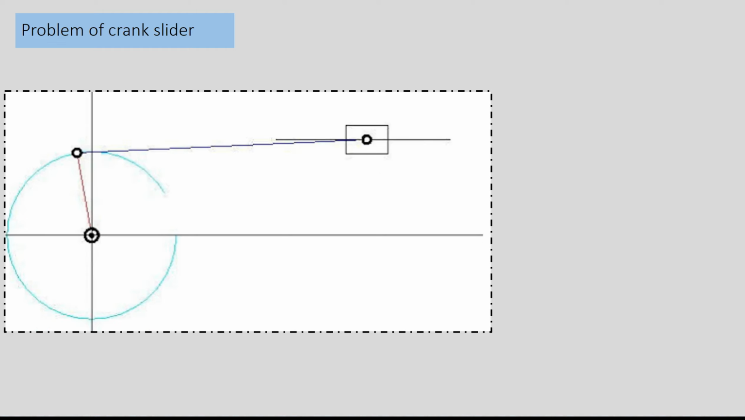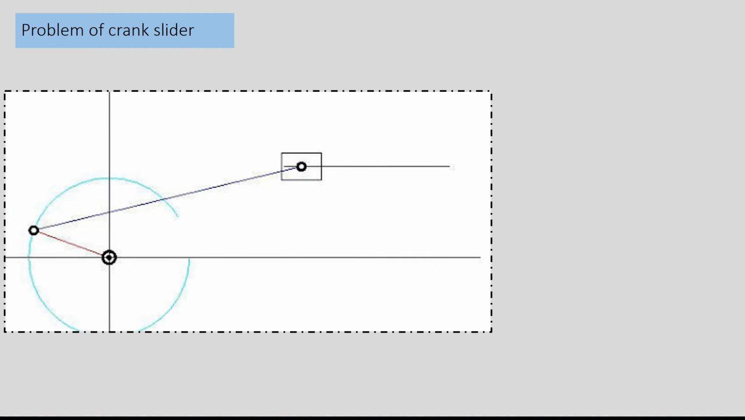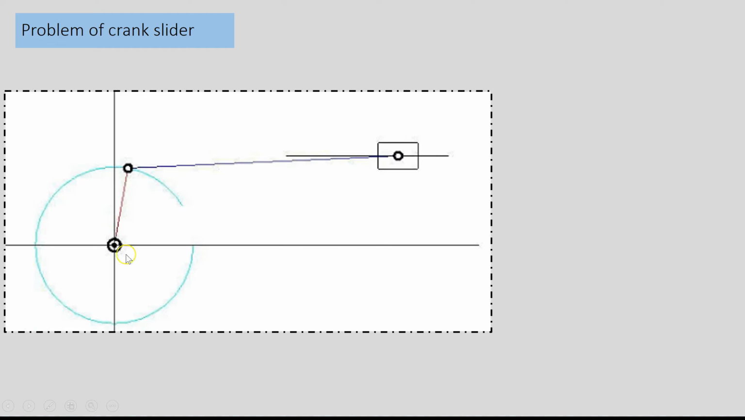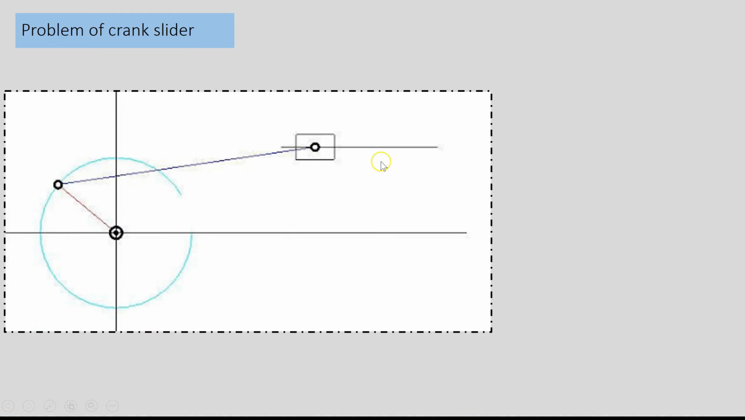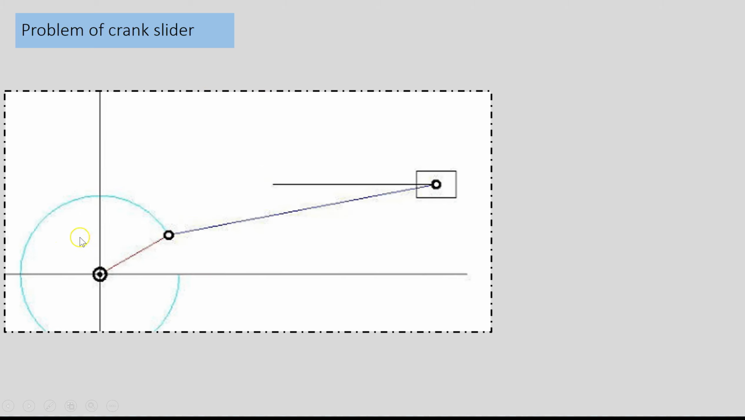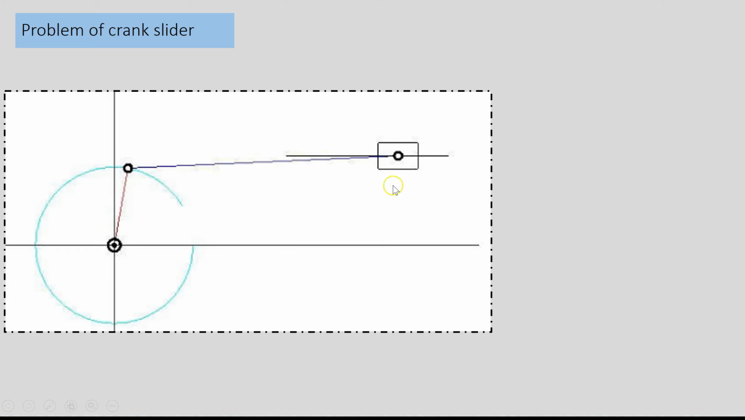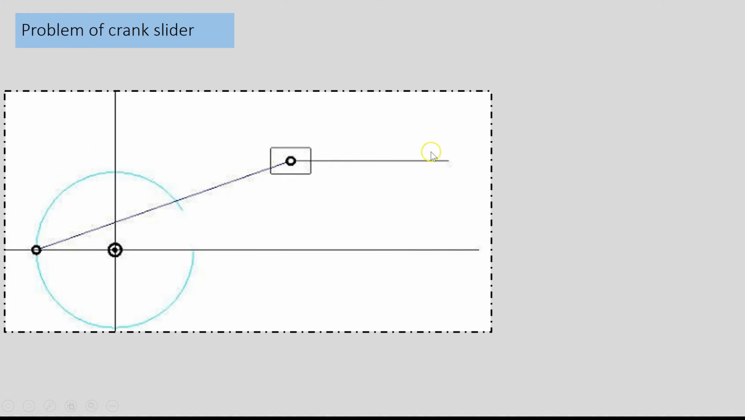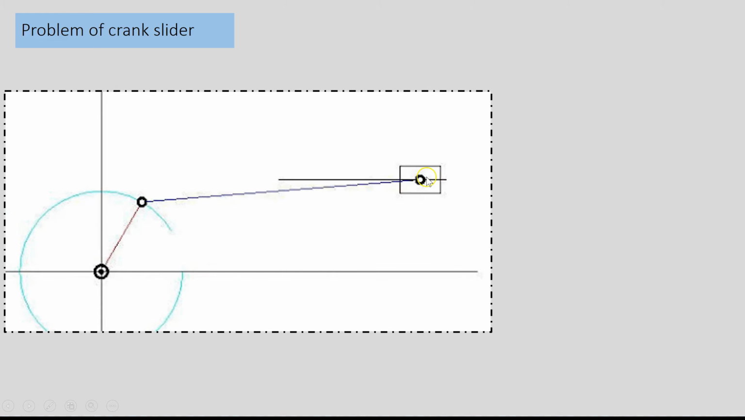Alright, if we look at this short video clip, we can see this is a crank and this is a slider, and the crank is moving. As a result, the slider slides left and right horizontally.